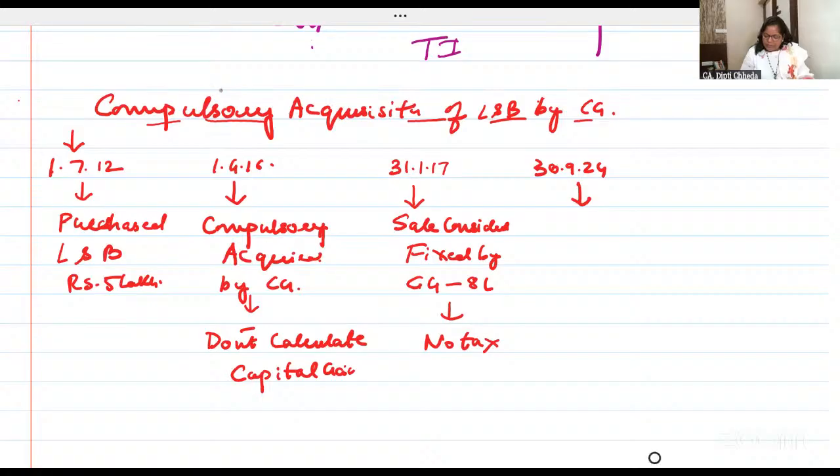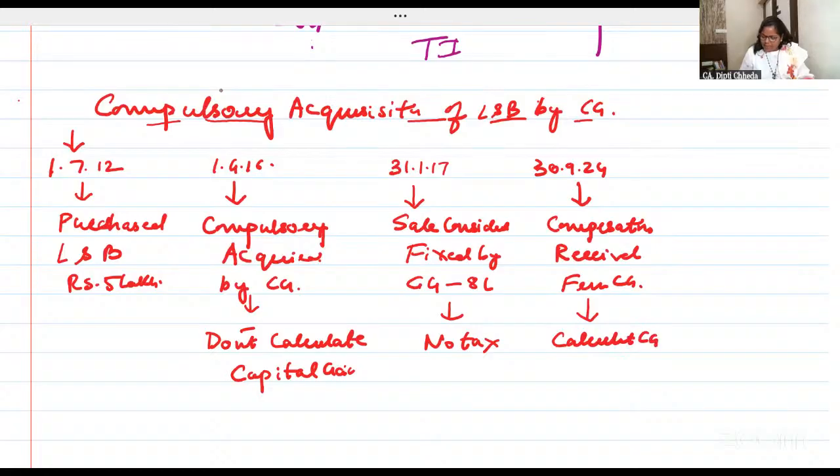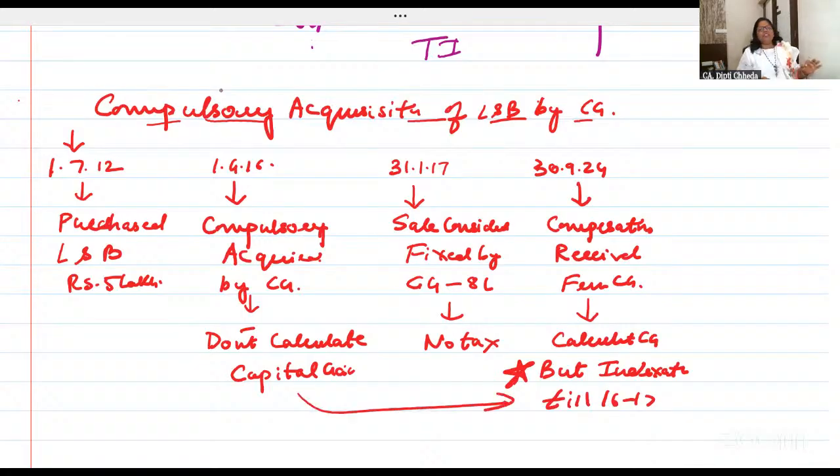39/24, I received the compensation. Sale consideration, or compensation, received from central government. Shall we calculate the capital gain? Yes. Calculate capital gain, but very important point. Indexation only till 16 and 17. Why? I purchased the property in 12. I transferred in 16 and 17. Indexation only till 16 and 17.